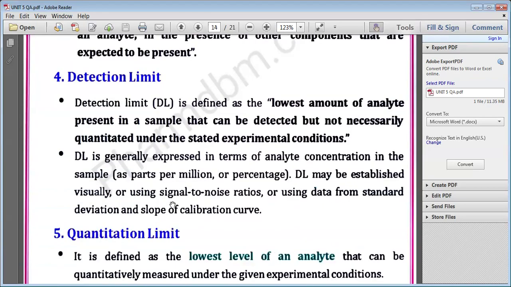Coming to the detection limits. Detection limit, or limit of detection, is defined as the lowest amount of analyte present in a sample that can be detected, but not necessarily quantitated, under the stated experimental conditions. Limit of detection is generally expressed in terms of analyte concentration in the sample as parts per million or percentage. Detection limit may be established visually, or using signal to noise ratios, or using data from standard deviations and the slope of a calibration curve.